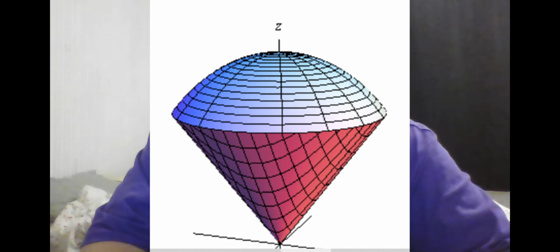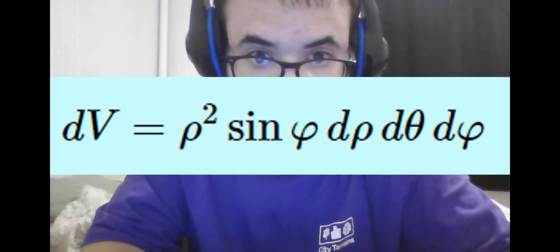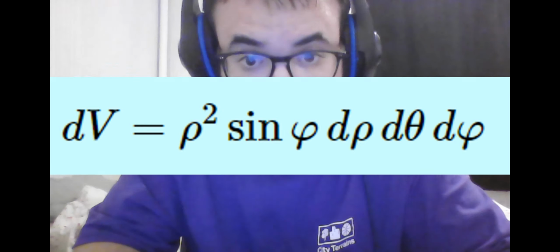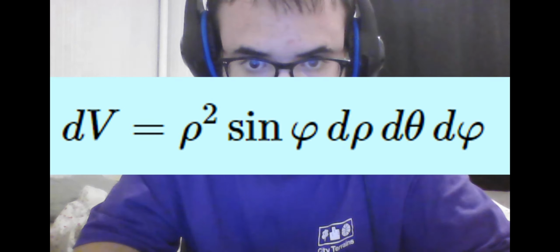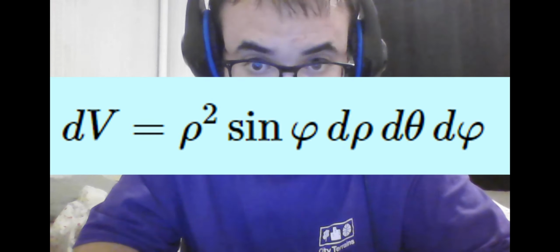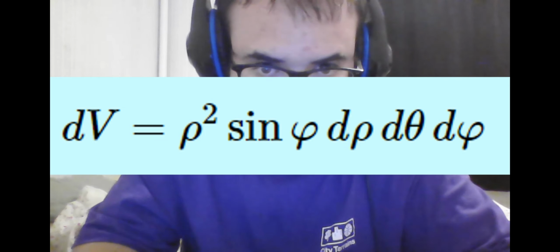We will give the proof of this in the next video because it's too complicated in this video, but the formula for the integral in spherical coordinates is change in volume equals magnitude squared times sine of phi times change in magnitude times change in theta times change in phi. So we now substitute this in for change of volume, and substitute in the limits we found for the spherical wedge.